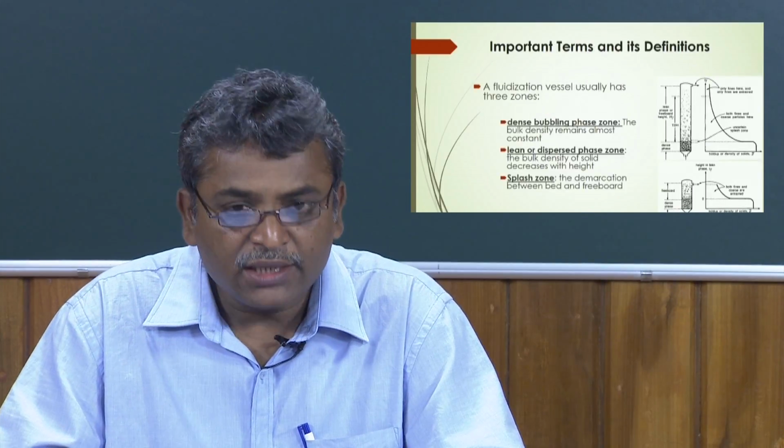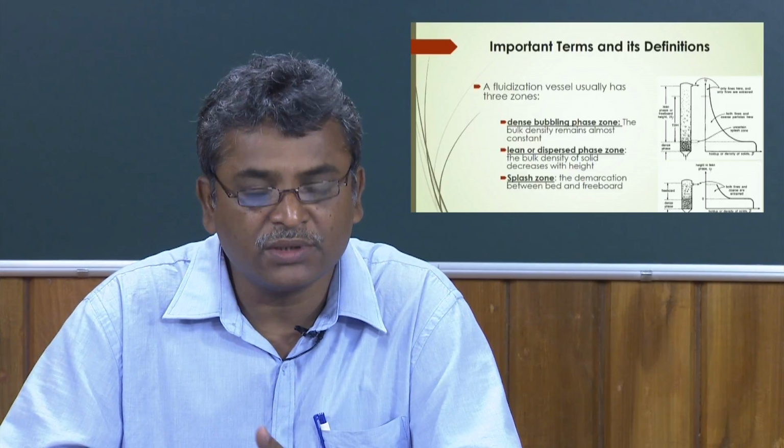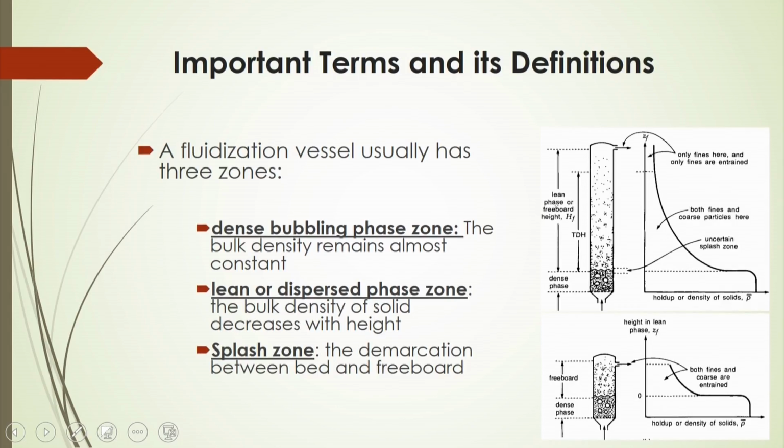Now, before going into details, you have to know some terms and the definitions of the different terms generally used for the analysis of entrainment characteristics in fluidized bed. A fluidization vessel generally has 3 zones: the dense bubbling phase zone, where the bulk density remains almost constant, and the lean or dispersed phase zone, where the bulk density of the solid decreases with height. Another important zone, a very narrow zone, is called the splash zone.